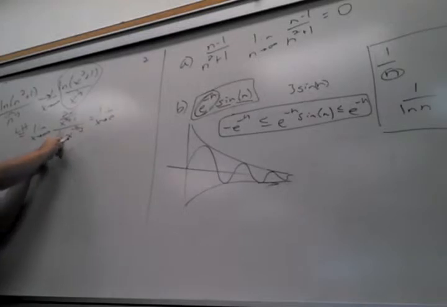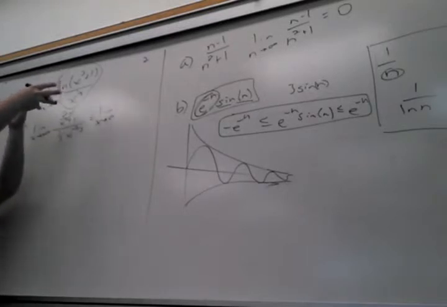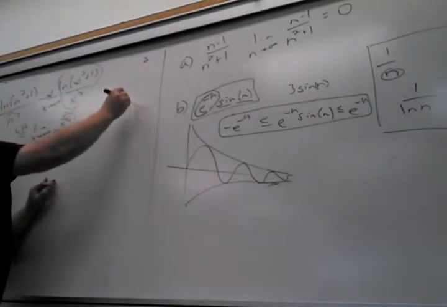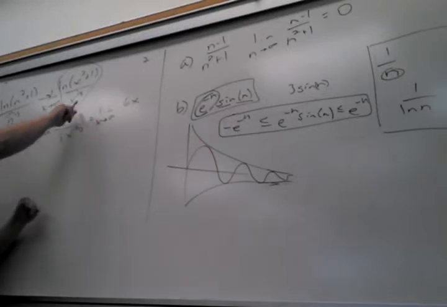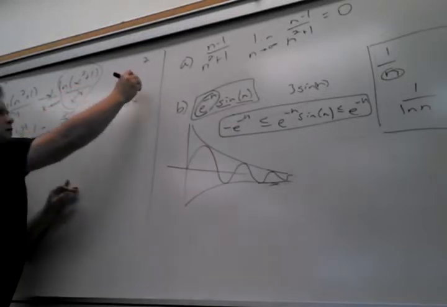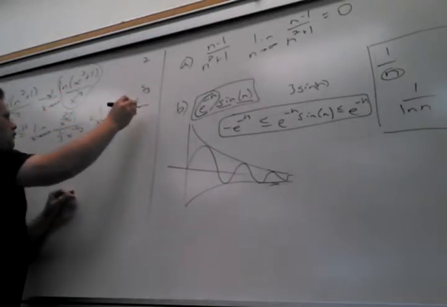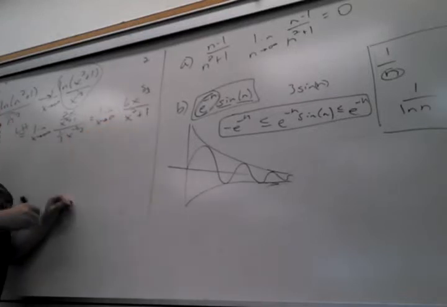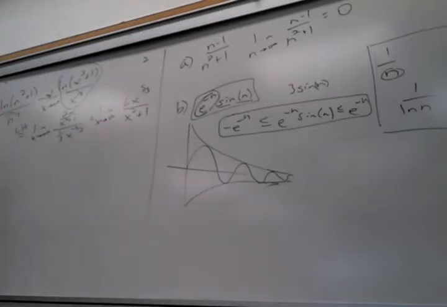So I can pull 3x to the 2/3 up. Is that cool? So I get 6x to the 2/3 plus 1 over x squared plus 1. Does everybody see how I got from there to there? I just did the reciprocal, really, or however you want to think about it. I just multiplied top and bottom by 3x to the 2/3. So it ends up there.